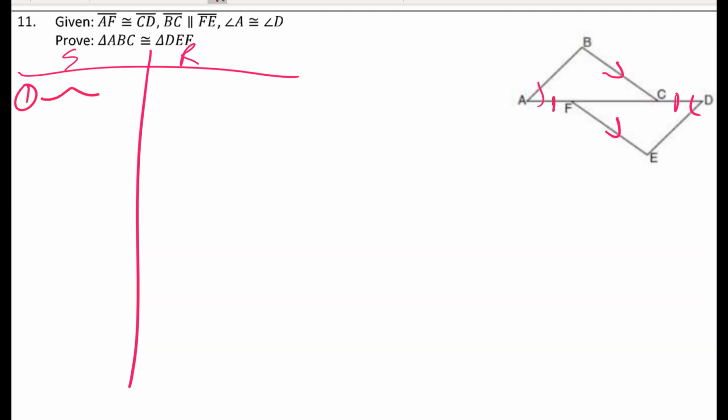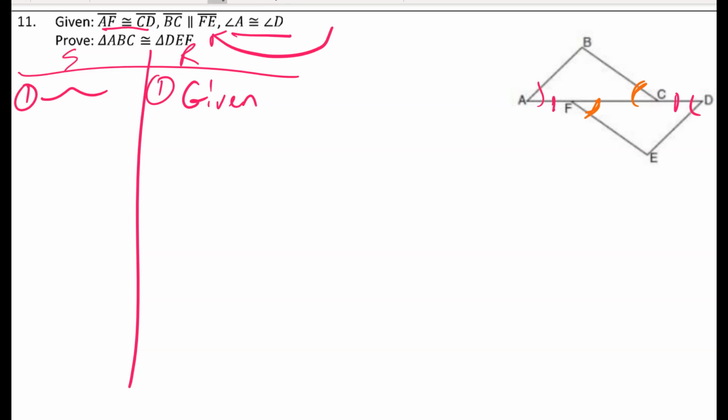I still always start with my givens. And again, you should write those out. This does not count as a given, I'm just shorthanding it for time. And let's see what else we can get going here. So the angles and the sides we can't do anything with, but we have to think about why they gave us those parallel lines as a given. Well, one reason might be that since those lines are parallel, angle F and angle C should be congruent because those are alternate interior angles.